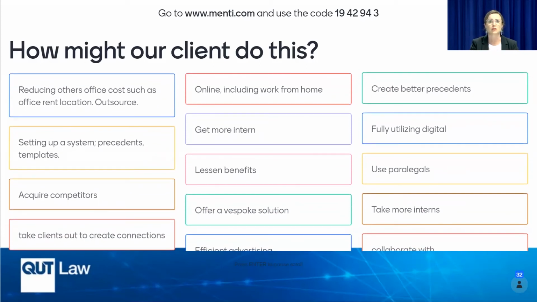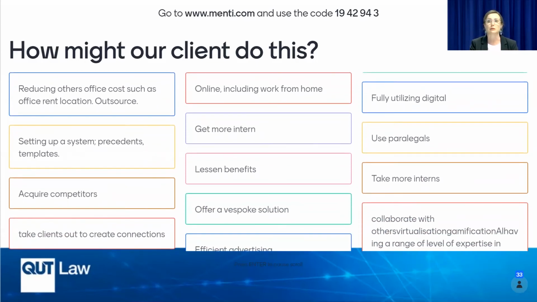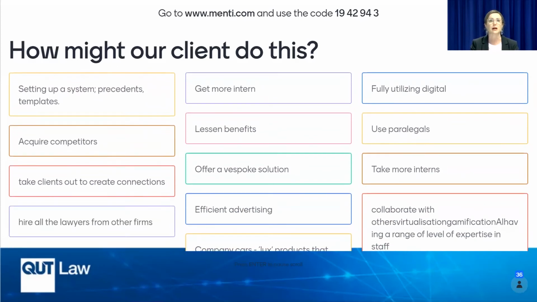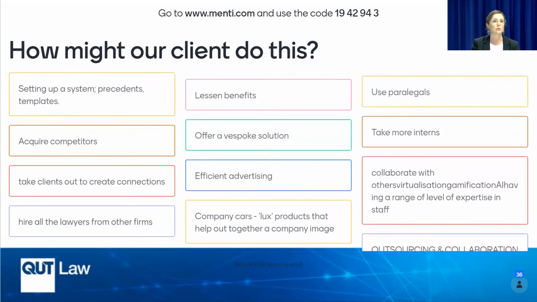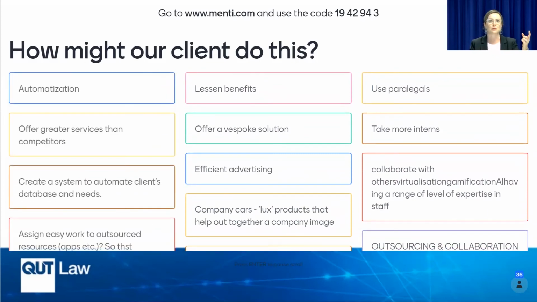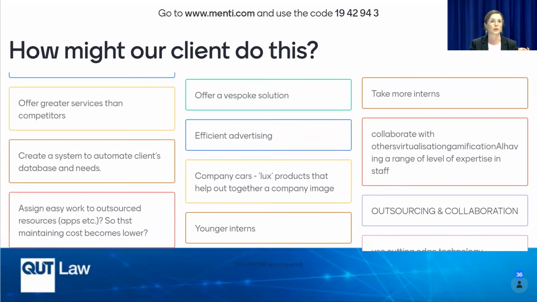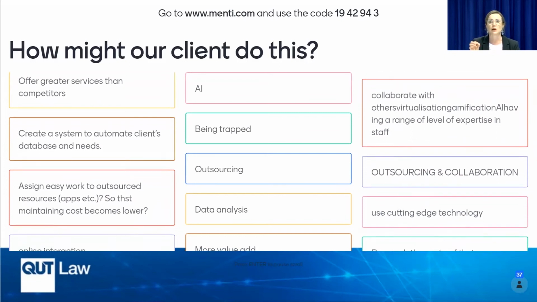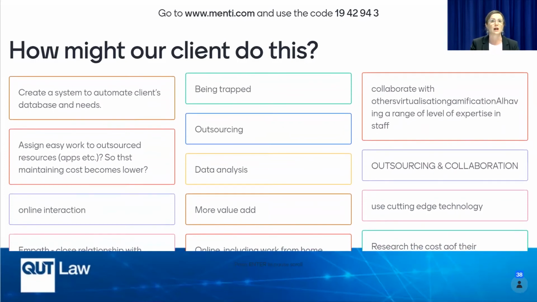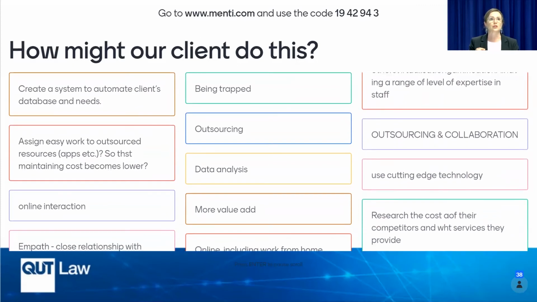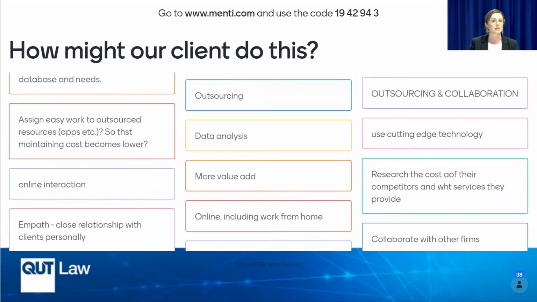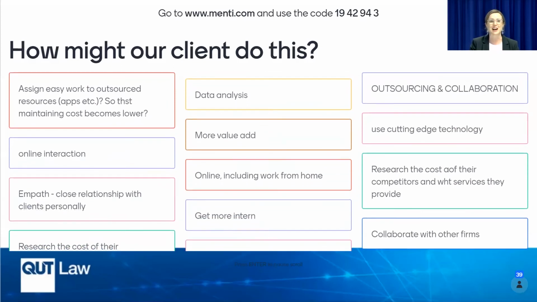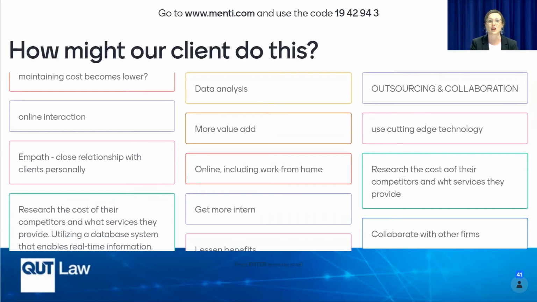So we've got lots and lots of answers coming up here. We've got people talking about offering bespoke solutions. So again, have a think about, what more can we do if we have unlimited money? So someone's going to hire all the other lawyers from all the other firms. And that's fantastic. That's out of the box thinking, which is terrific. We're using cutting edge technology. I think there's empathizing there. So close relationships with clients personally. Certainly the more money we have, the more we can empathize and connect with our clients.